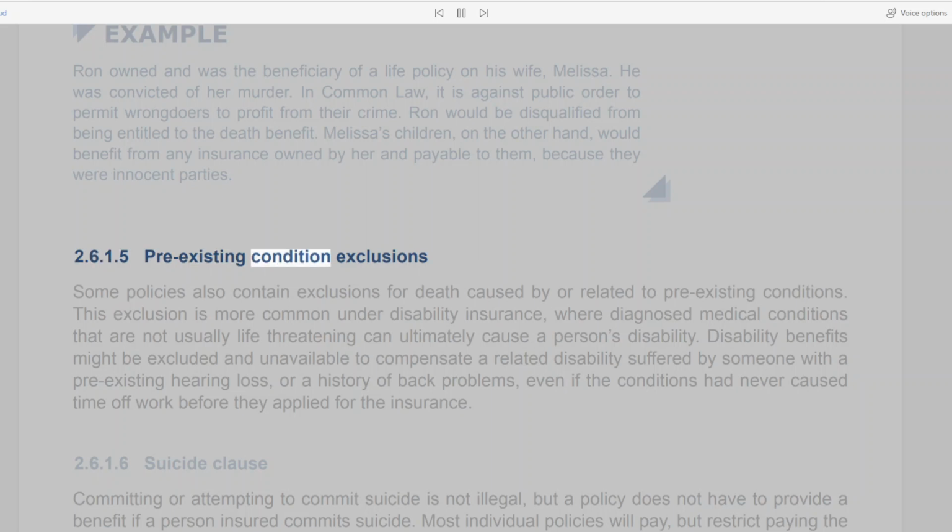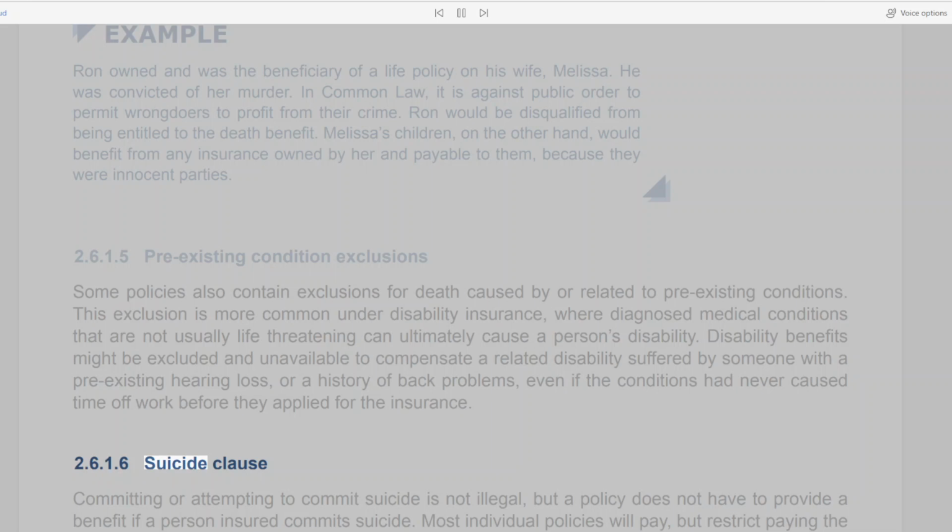2.6.1.5 Pre-existing condition exclusions. Some policies also contain exclusions for death caused by or related to pre-existing conditions. This exclusion is more common under disability insurance, where diagnosed medical conditions that are not usually life-threatening can ultimately cause a person's disability. Disability benefits might be excluded and unavailable to compensate a related disability suffered by someone with a pre-existing hearing loss or a history of back problems, even if the conditions had never caused time off work before they applied for the insurance.